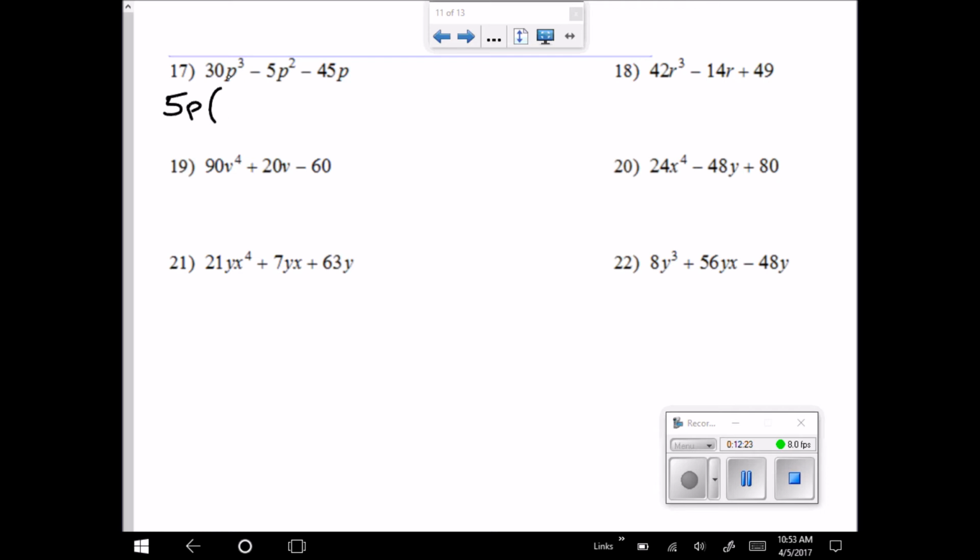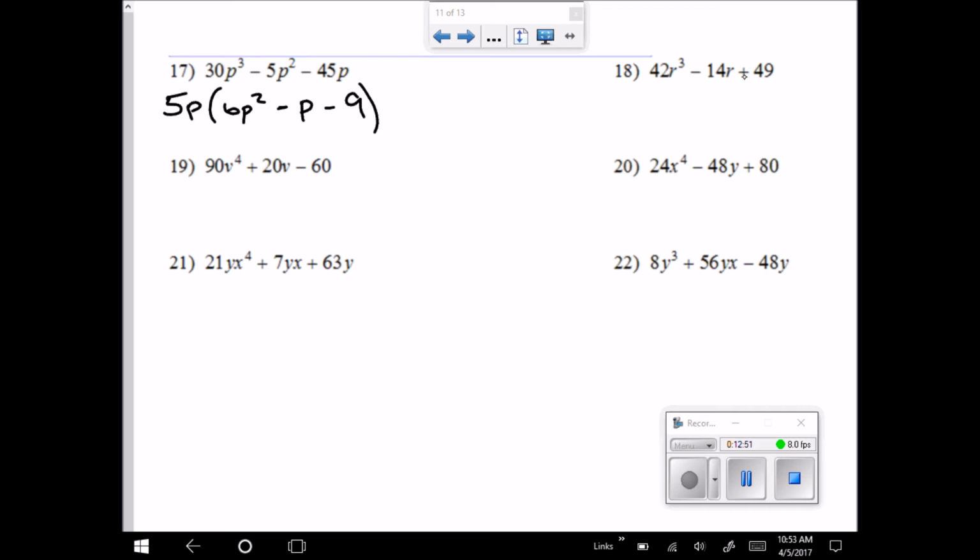So if we divide out what we have here, 30p cubed divided by 5p is going to be 6p squared. Then 5p squared divided by 5p would just be p. And then 45 divided by 5p is going to be 9. And from there, it's not asking you to factor completely, so you can leave it like that. It just wants you to factor that GCF out.